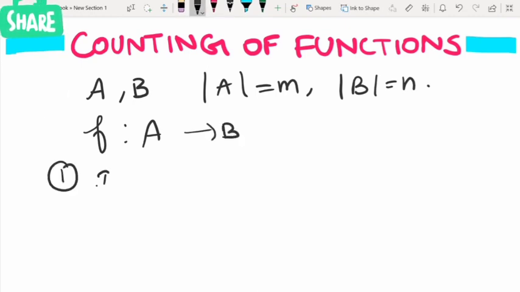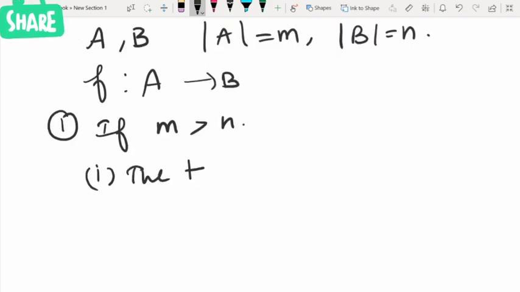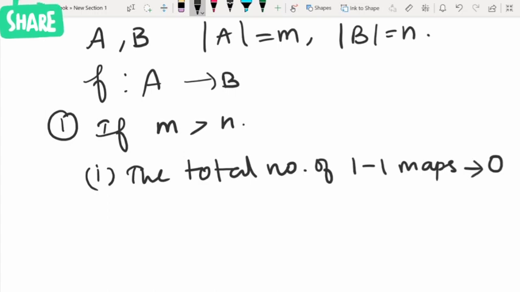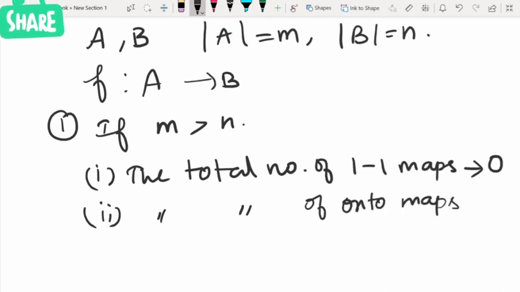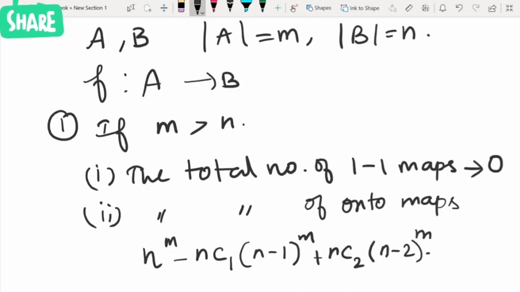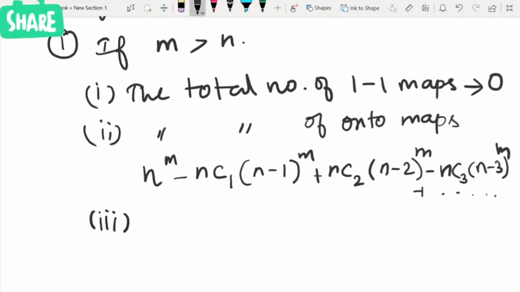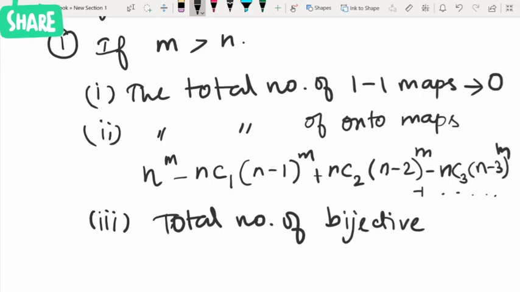The first result is, for m greater than n, the total number of 1-to-1 maps is 0, and the total number of onto maps is given by a formula, n^m - nC1 (n-1)^m + nC2 (n-2)^m - nC3 (n-3)^m, and it goes on. Third one is the total number of bijective functions are 0 because there is no 1-to-1 function here.